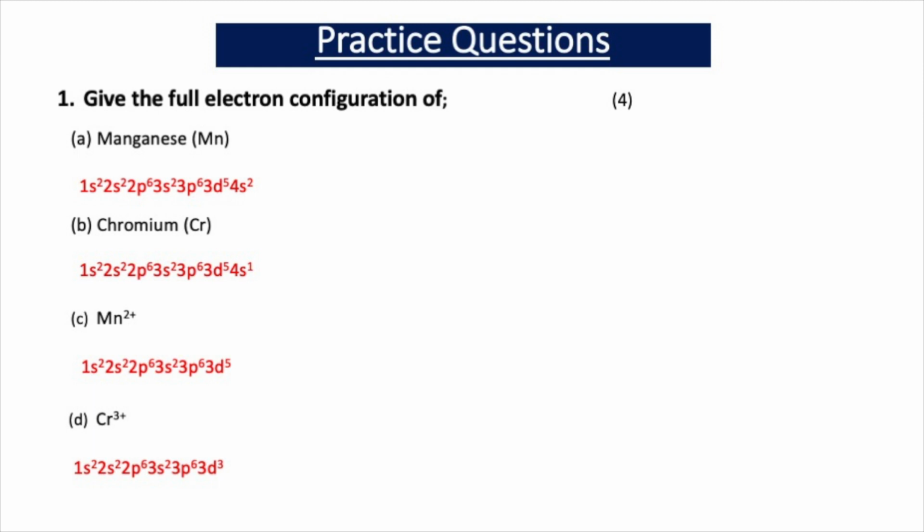And the last one is chromium 3+. So here we have to lose 3 electrons from chromium, so we lose 1 from the 4s and 2 from the 3d, so it would be 1s2, 2s2, 2p6, 3s2, 3p6, 3d3. Now each correct electron configuration is worth 1 mark.